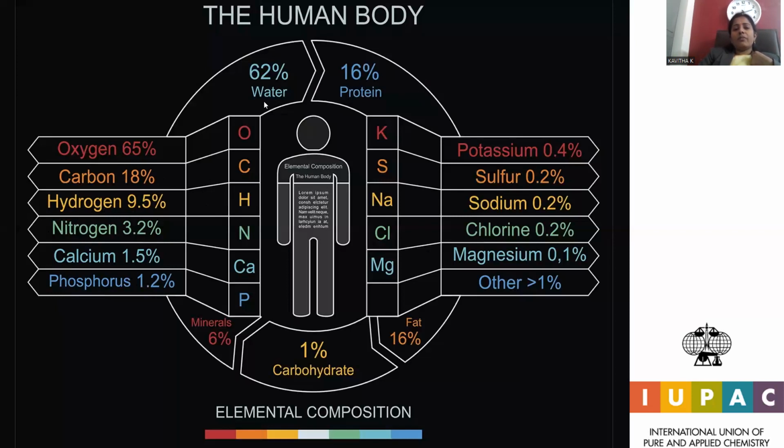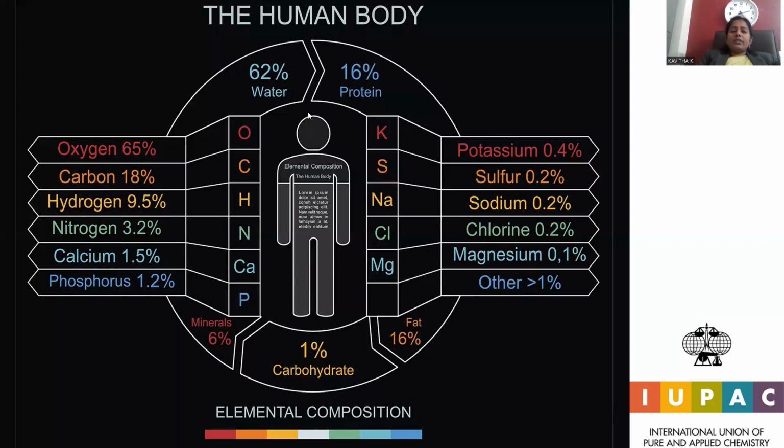Hydrogen will be there in the form of water, in the form of protein, in the form of carbohydrate, in the form of minerals, in the form of fat. Everywhere you can find this hydrogen. Carbon is there in the form of protein, in the form of minerals, in the form of carbohydrates and fat. Everywhere you can find carbon. And the entire human body is composed of carbon cells.